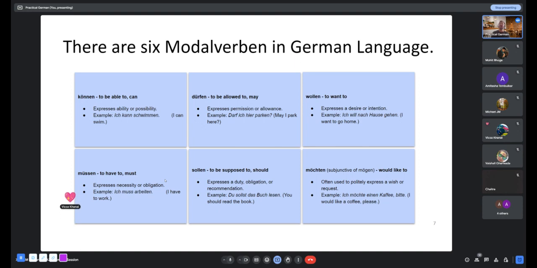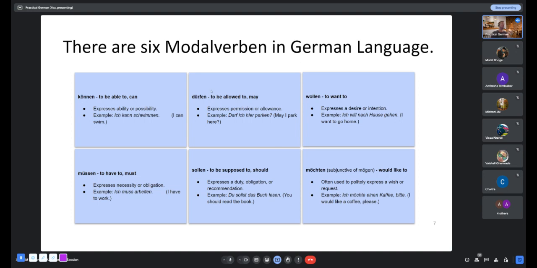Then the next part is obligation. Now we are splitting here: what is necessity, what is obligation? Of course, obligation is a degree higher than necessity, right? For example, if you want to come to Germany, you have to get a visa, right? Du musst ein Visum bekommen. That's the obligation.